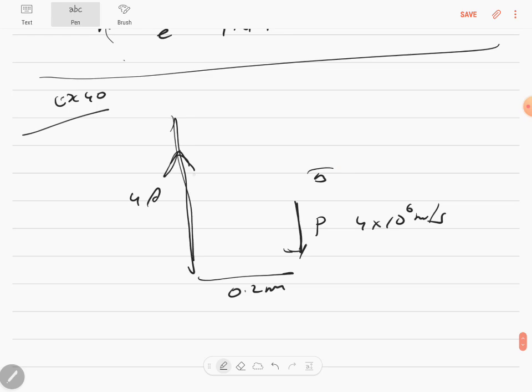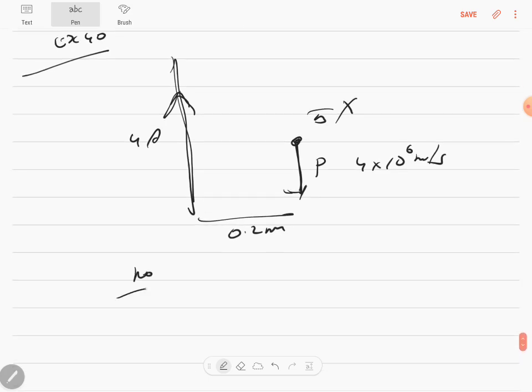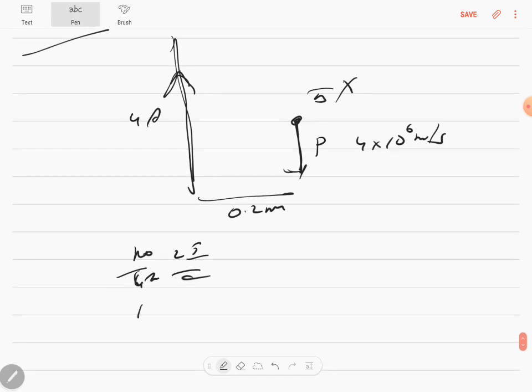It will be inward. At this point, let's find the magnetic field. It will be inward, and what's the value? Mu naught by 4 pi into 2I by a. So mu naught by 4 pi itself is 10 to the power minus 7, into 2, into what is I? 4, by a, separation is 0.2 meters. That will be the magnetic field's value.